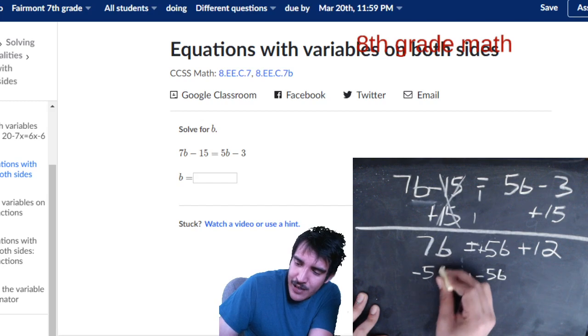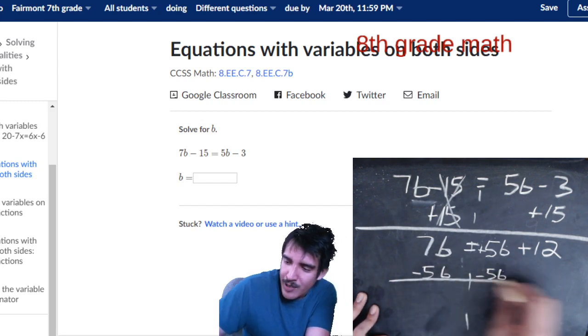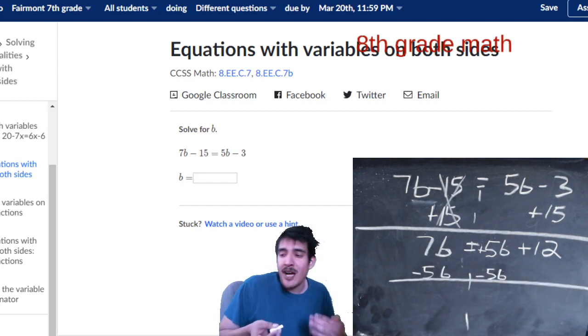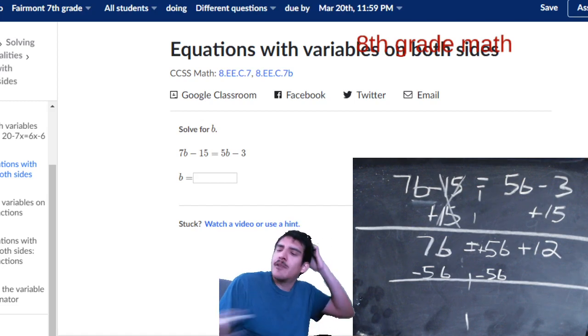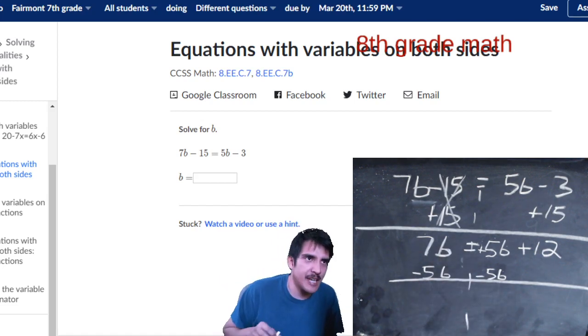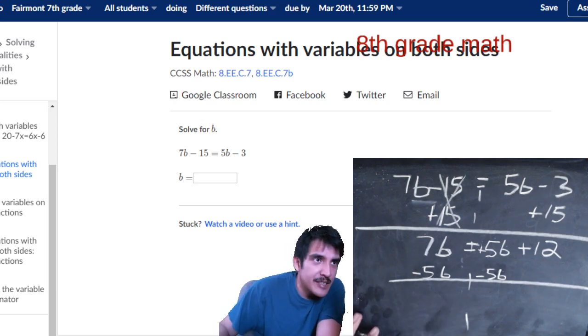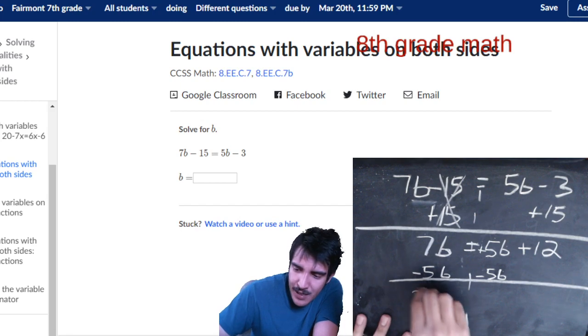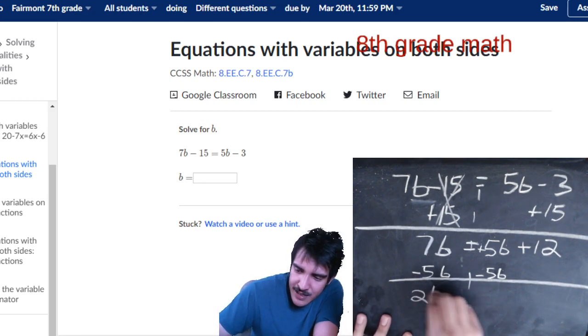In fact, I heard a lot of people wanting to divide before we left. You only divide as like your final step to get rid of a coefficient, all right? Or if there's like a greatest common factor, you can get rid of that. But let's just subtract this whole thing. 7b minus 5b, well, that's just easy. That's just 2b.